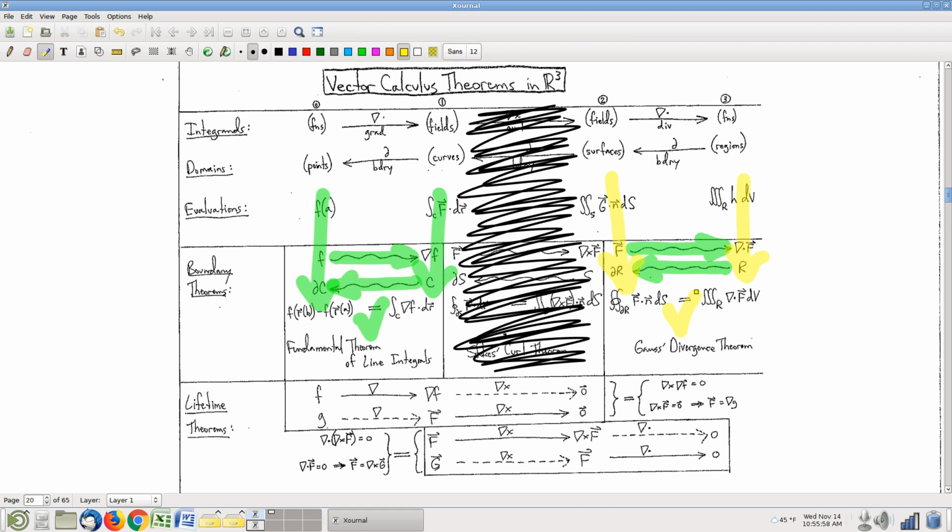So not only did we derive this in an analogous way, but we get an extremely analogous result. Okay. All right.